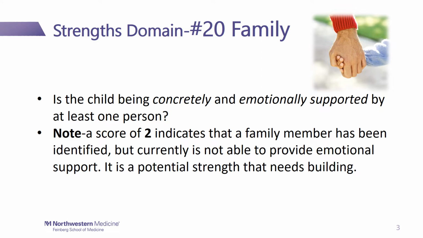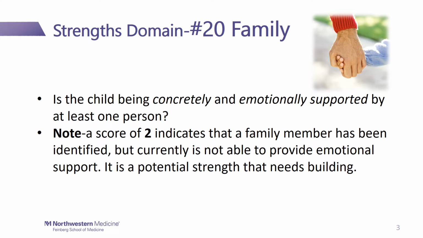Looking at the rating score for this item, we see that a 0 is a significant strength. This would be a child who has at least one person that they can always rely on. A 1 is a moderate strength. This would be a child who has at least one person that they can usually rely on, but there may be some limitations. A 2 is a mild strength.